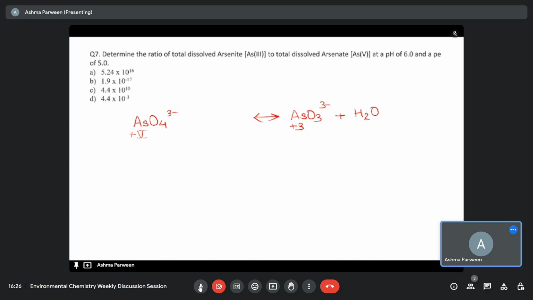Next we will balance the hydrogen atoms. After adding 2H plus, hydrogen is balanced. Next we will balance the charge. By adding 2 electrons on the reactant side, the charge is -3 on both sides. And for this reaction, the PE naught value from the table is 2.64.